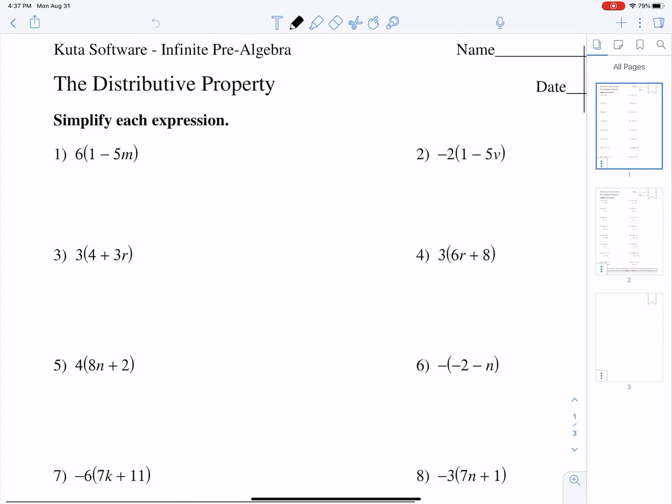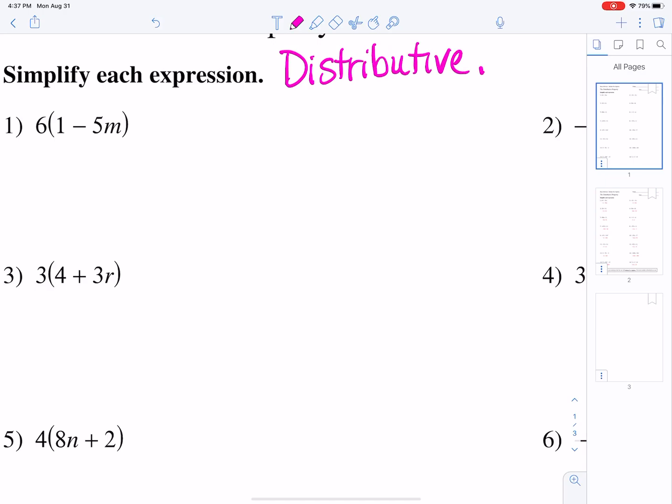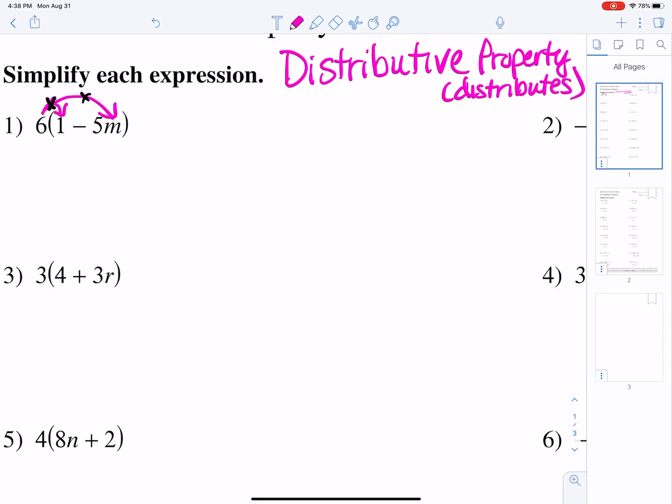Okay, we are going to do some additional practice before we do our online practice with distributive property. If you recall correctly, the distributive property distributes to everything inside of the parentheses. So the 6 is distributed to both of these numbers. They will be multiplied by each of the numbers inside of the parentheses. So let's look at how this works.